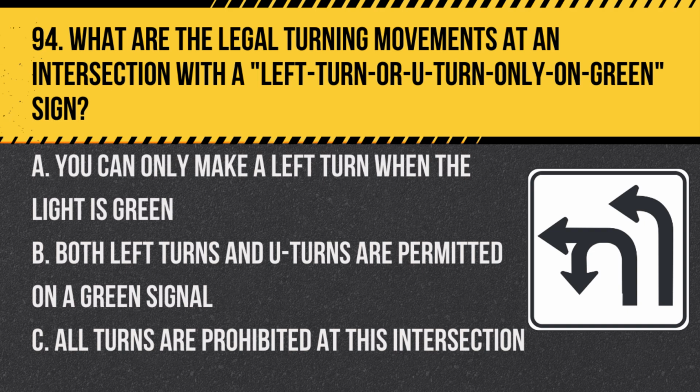Question 94. What are the legal turning movements at an intersection with a left turn or U-turn only on green sign? A. You can only make a left turn when the light is green. B. Both left turns and U-turns are permitted on a green signal. C. All turns are prohibited at this intersection. Answer: B. Both left turns and U-turns are permitted on a green signal. This sign allows these maneuvers during the green phase.